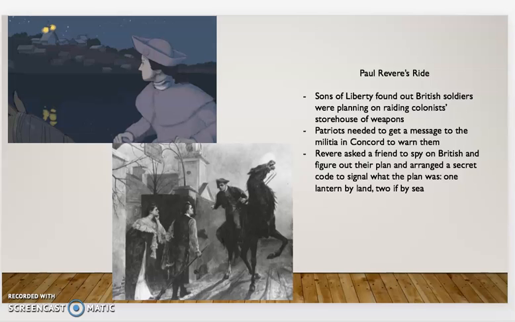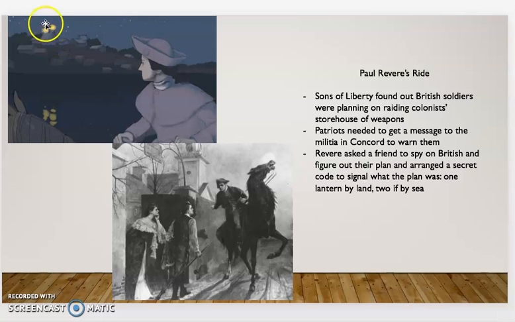So the Patriots, the Sons of Liberty, found this out, and the Patriots needed a way to get a message to the militia, to the army in Concord, to warn them that the British were going to try this so they could prepare for it. So Paul Revere asked a friend to spy on the British and to try to figure out their plan, and they arranged a secret code to signal what that British plan was. That secret code happened in the belfry. The belfry is just a tower where they keep the bells, and they decided that they were going to put lanterns in this belfry. And that secret code was one lantern lit if the British were going to come by land, two lanterns if by sea, and there's a famous phrase, one if by land, two if by sea.